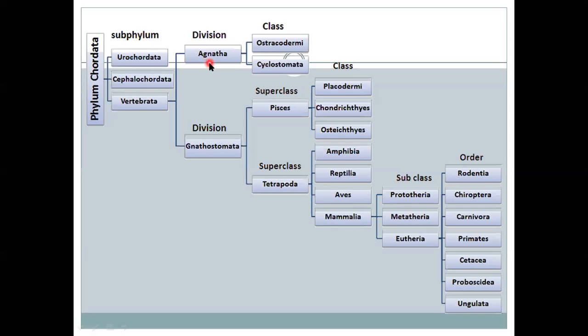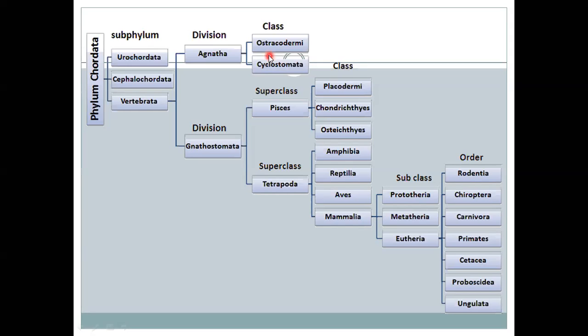All vertebrates that do not possess jaws are placed in the Agnatha division. The vertebrates that have jaws are placed in the division Gnathostomata. So Agnatha is also called jawless vertebrates, and Gnathostomata is also called jawed vertebrates. In Agnatha, currently only one class is living, that is Cyclostomata, and in Cyclostomata we know that hagfishes and lampreys are present.